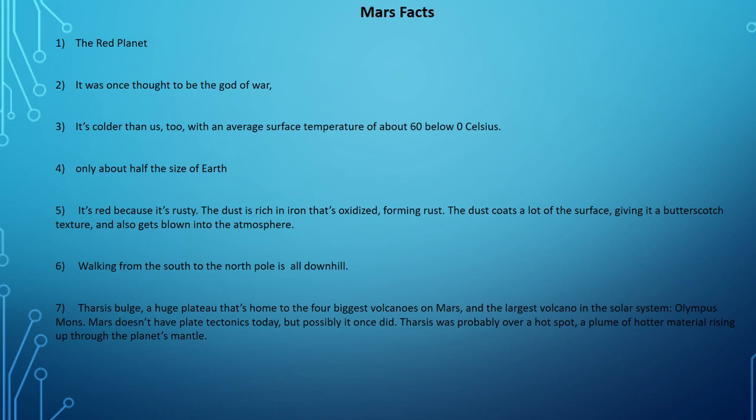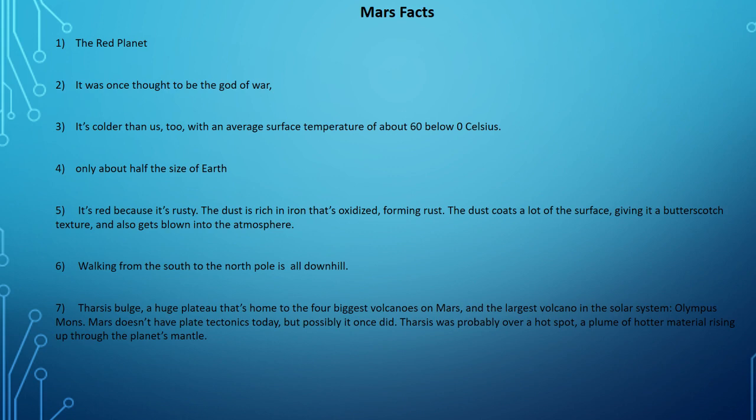The dust coats a lot of the surface, giving it a butterscotch or ochre coloring, and also gets blown into the atmosphere. It left behind a vast basin near the north pole of the planet, which filled with lava. Topographic maps show the northern hemisphere has much lower elevations than the southern, and can be depressed by several kilometers. Walking from the south to the North Pole is essentially all downhill.